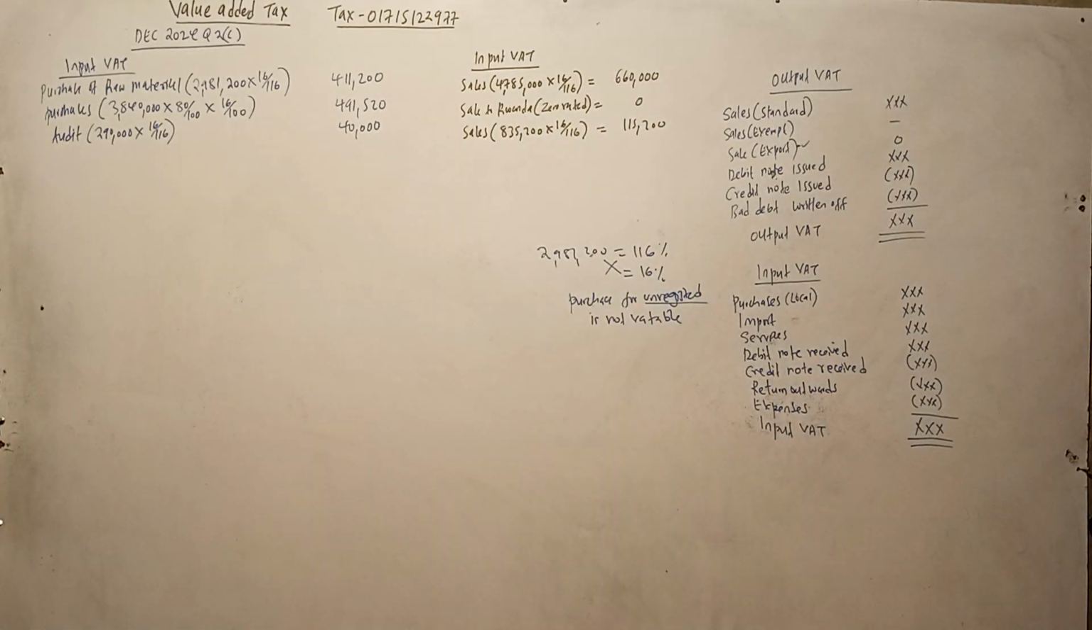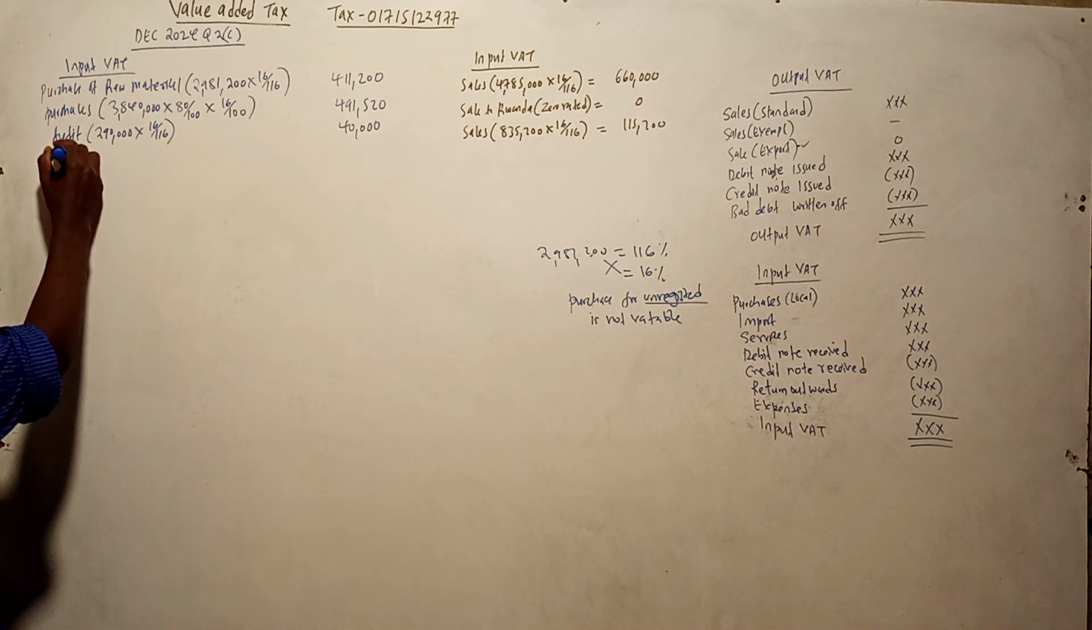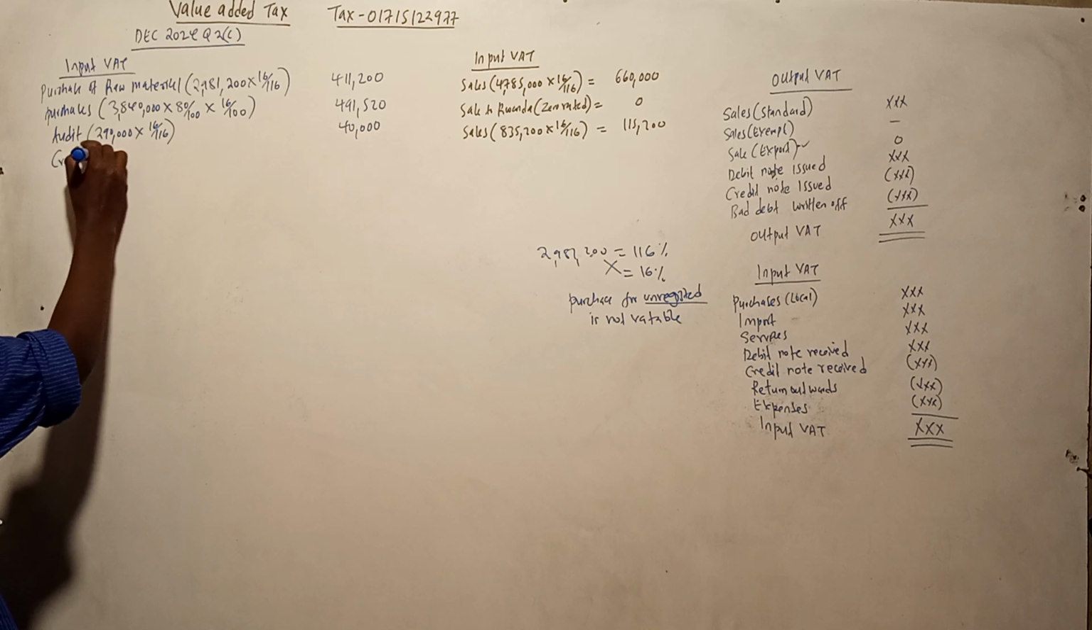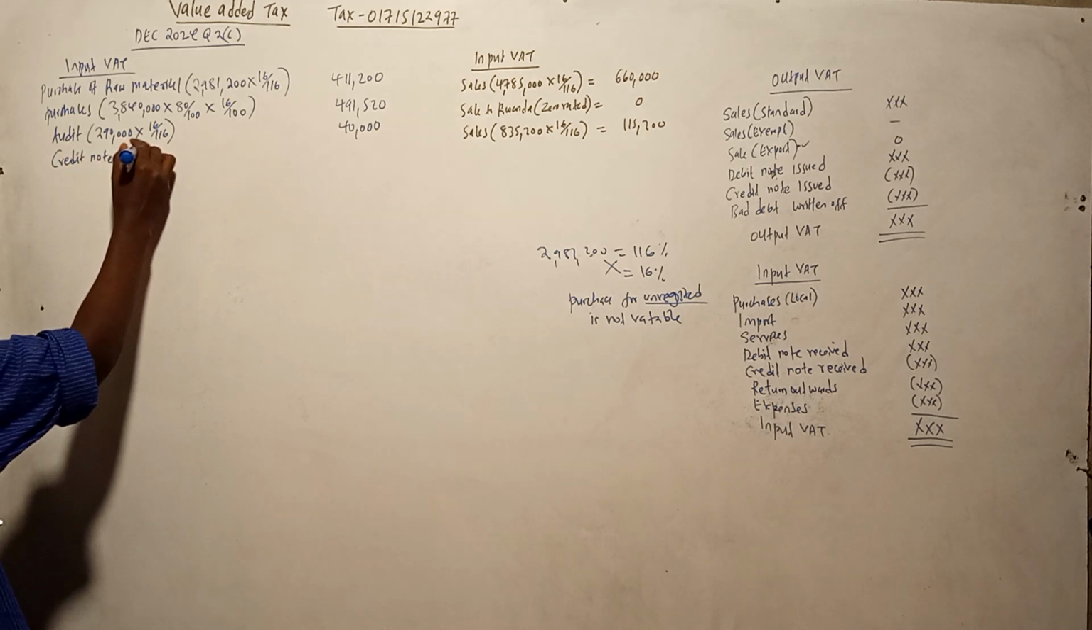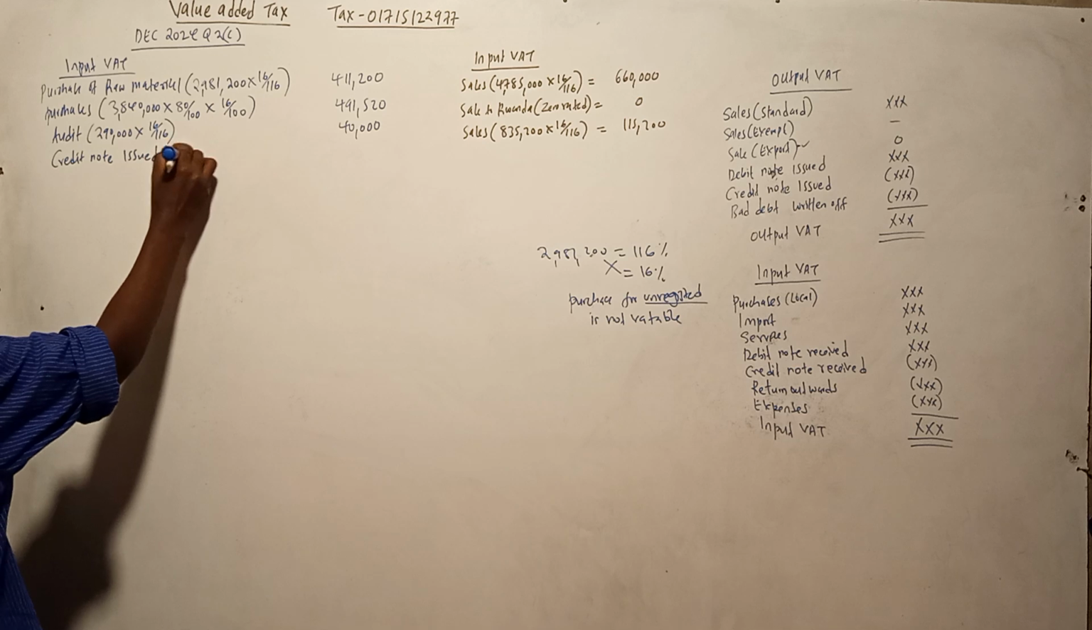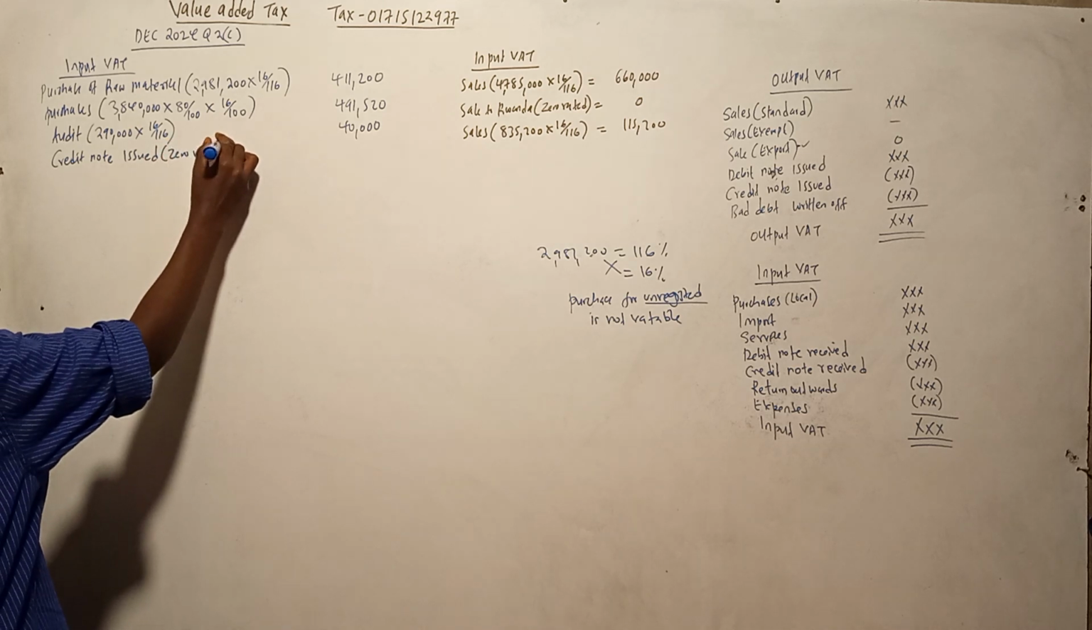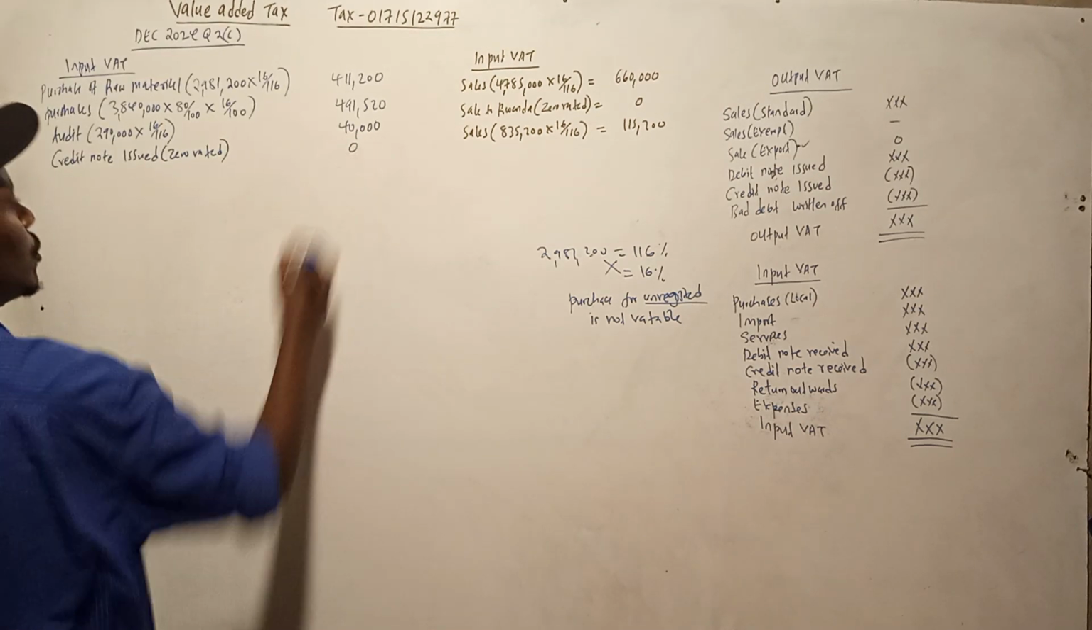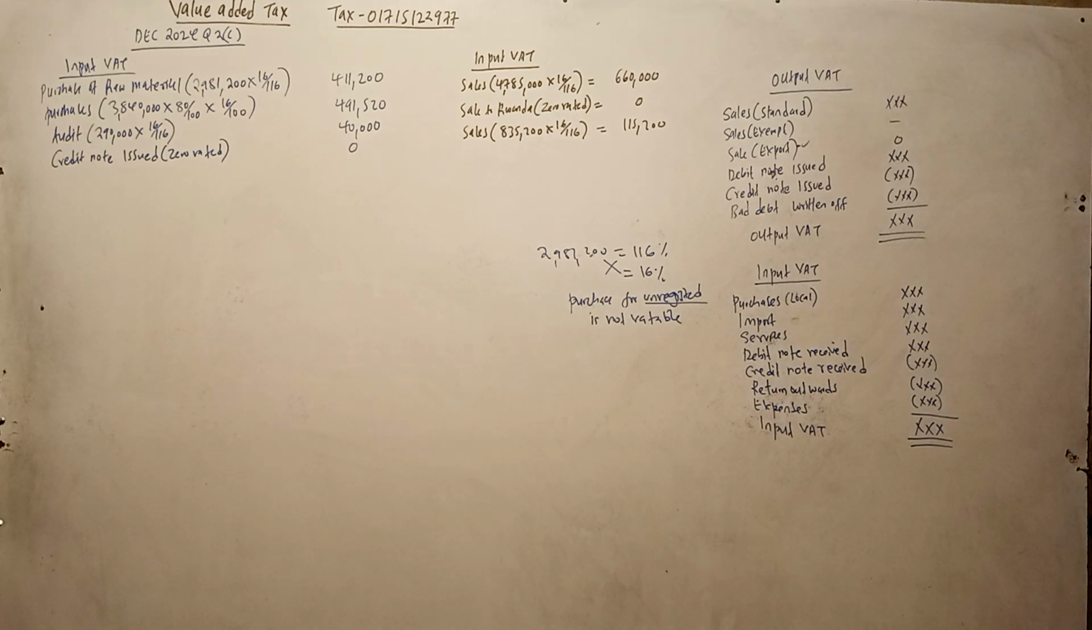Now we have number 20. Dealer issued a credit note to a client in Rwanda for defective goods. So credit note issued. Now remember it was zero rated because it was for Rwanda. So it is zero. So credit note issued.